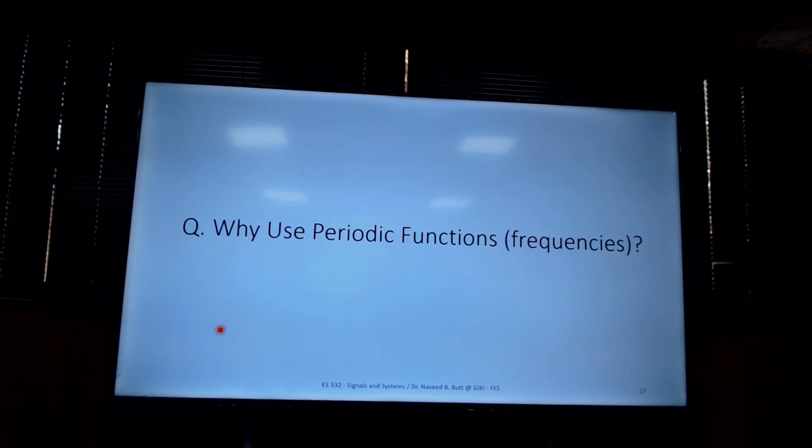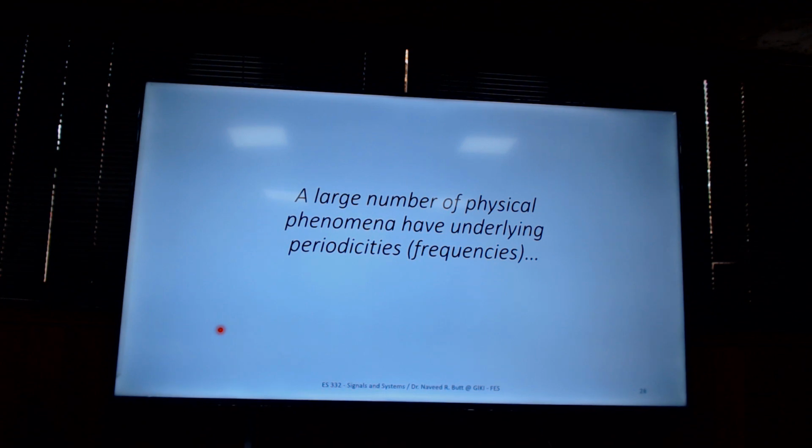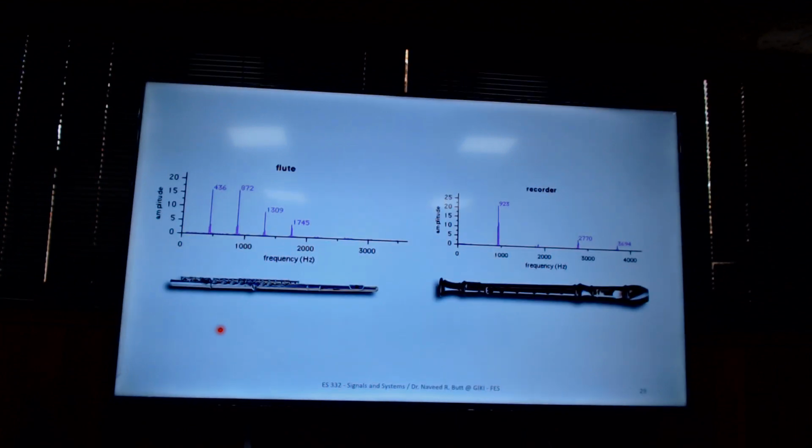One answer, of course, you already know from here. We didn't start with periodic, but what we ended up with was finding the eigenfunctions, and they were sinusoids mostly. But there is another reason physically, that a large number of physical phenomena have underlying periodicities. Physical signals or phenomena can often be identified by their characteristic frequencies.